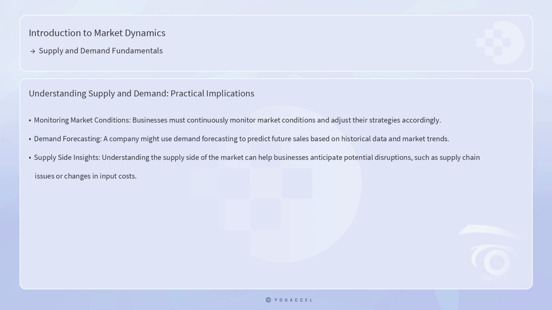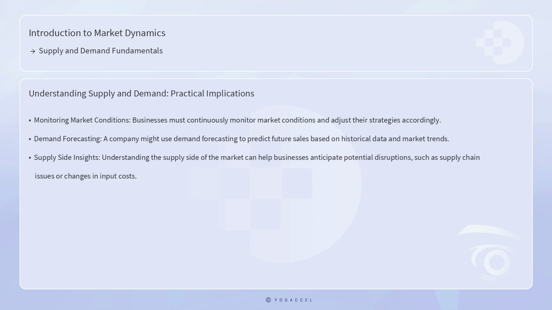Understanding supply and demand extends beyond the theoretical framework. It has practical implications for competitive intelligence and market analysis. Businesses must continuously monitor market conditions and adjust their strategies accordingly. For example, a company might use demand forecasting to predict future sales based on historical data and market trends. This information can guide inventory management, pricing strategies, and marketing efforts.